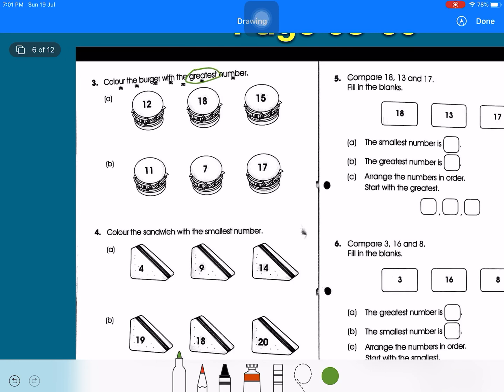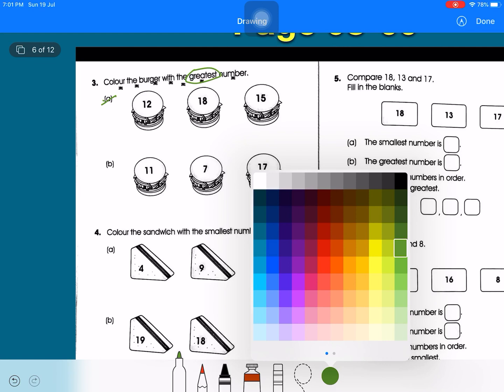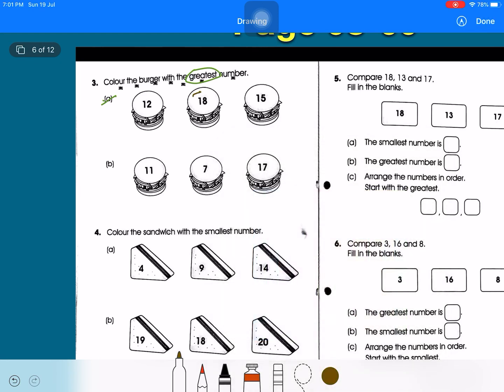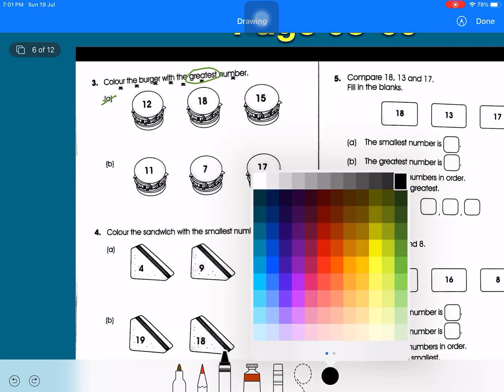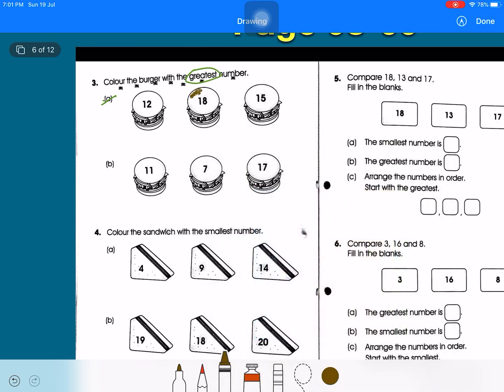Similar exercise. So exercise 3A, we got 3 burgers. Burger number 12, burger number 18, and burger number 15. So which is the greatest number here? Yes, which is 18. So we need to color the burger with the greatest number. Means it's the number 18 burger.